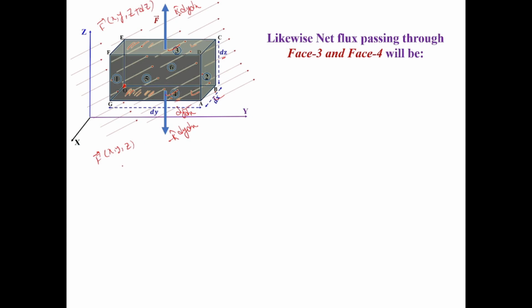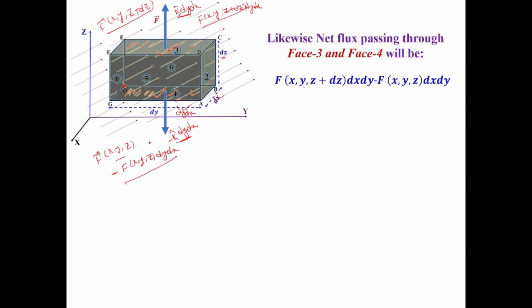Now we are going to consider the flux through phase 4. Flux through phase 4 will be the dot product of this one with this one. So it will be F(x, y, z) into minus dy dx, and the dot product of this vector with this one gives F(x, y, z+dz) into dy dx. So the net flux passing through phase 4 and phase 3 will be the addition of these terms: F(x, y, z+dz) dy dx, here I wrote dx dy, no problem, minus F(x, y, z) dx dy.